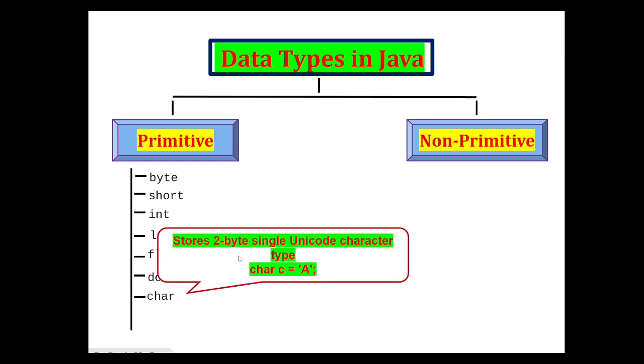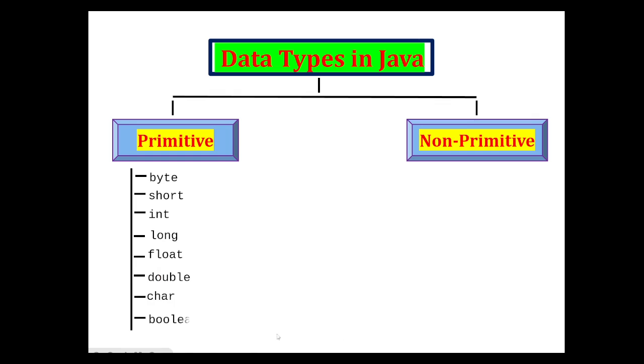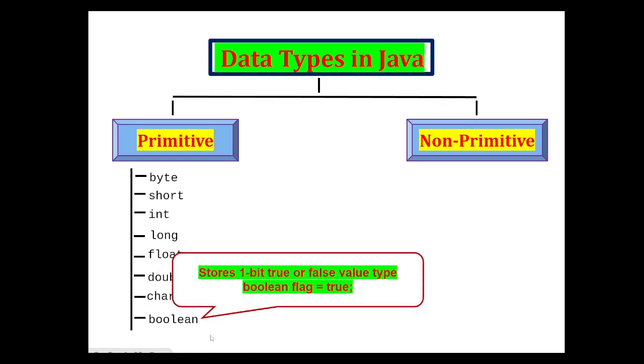Next is a char, which is a 2 byte single Unicode character type, and how we can declare it like char c is equal to any single letter within a single quote. Next is a boolean, which will store 1 byte true or false type values, and how we can declare it like boolean flag is equal to true. So these are all the primitive data types.